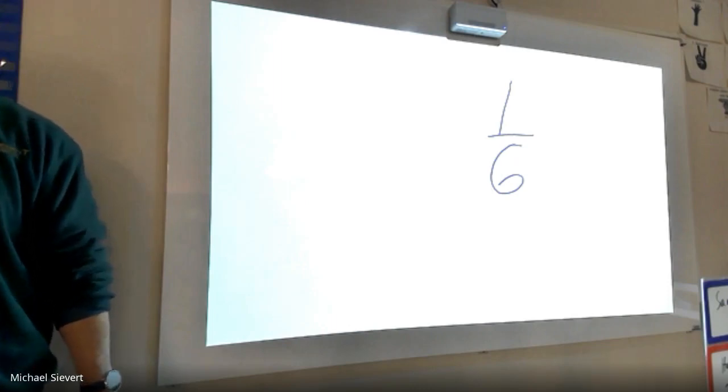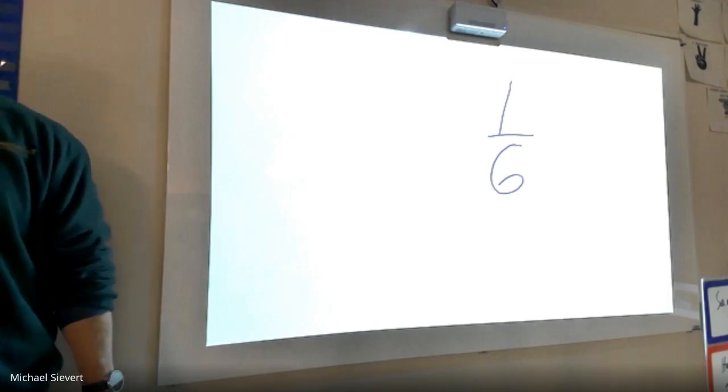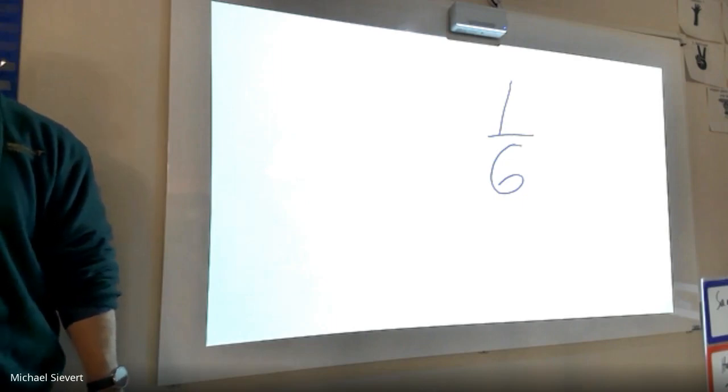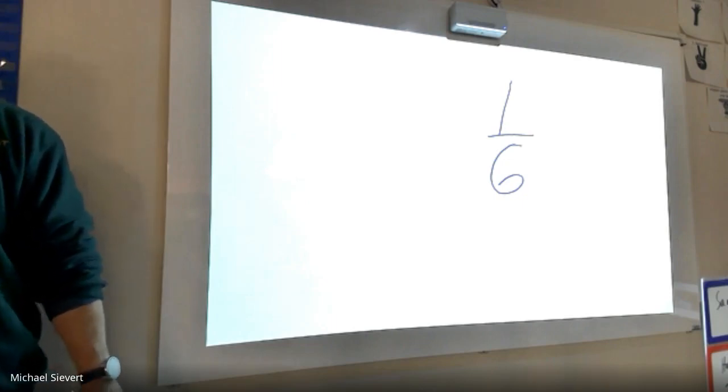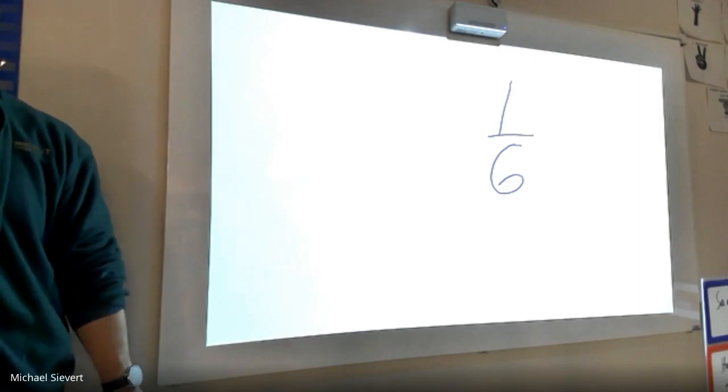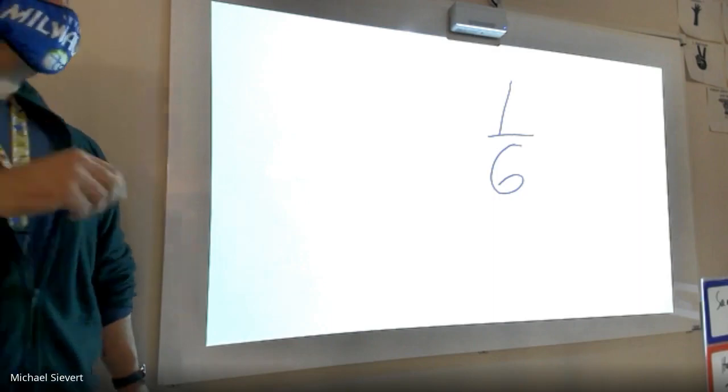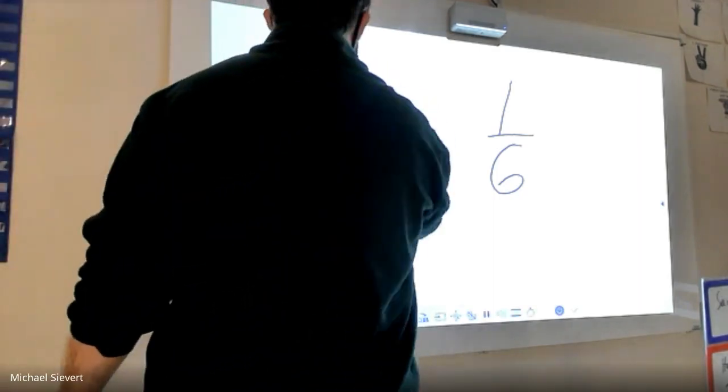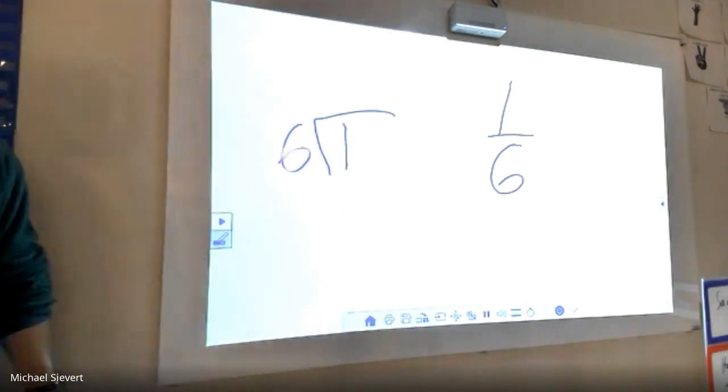Marquise. 1.6. No. McKenna. You're going to divide. What are you going to divide? You said divide 1 by 6? Thank you. Put 1 inside the house divided by 6.